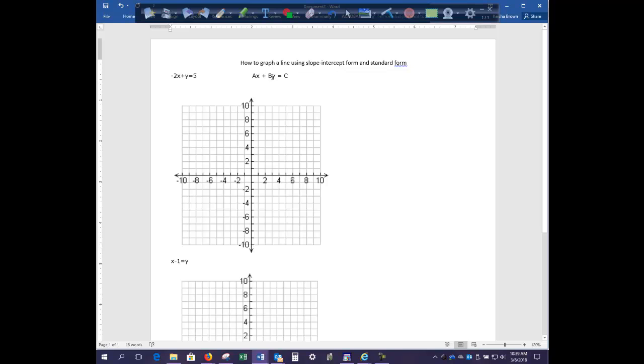Your x and your y are on the same side of the equation, and your constant is on the other side. Your a, your b, and your c are just constants. So for this particular problem, a is negative 2, b is 1, even though we don't have it written there, and c is 5.